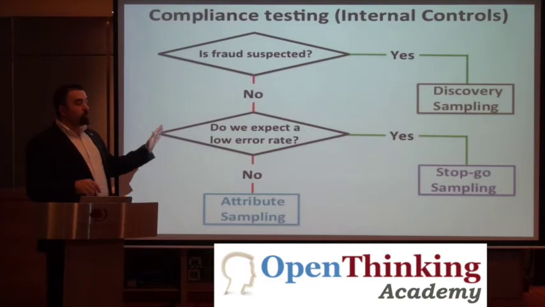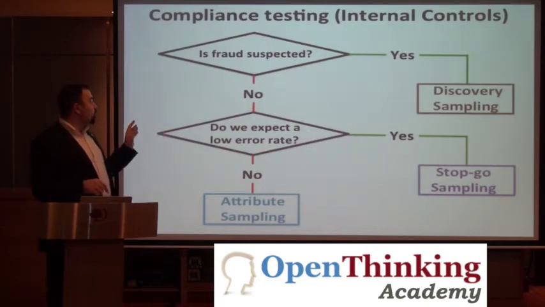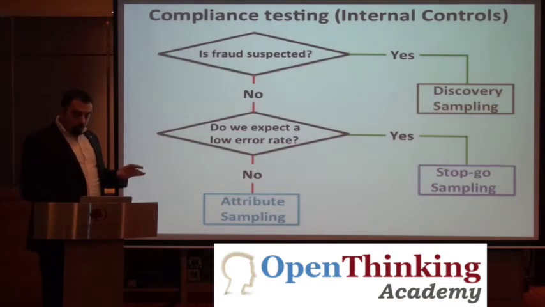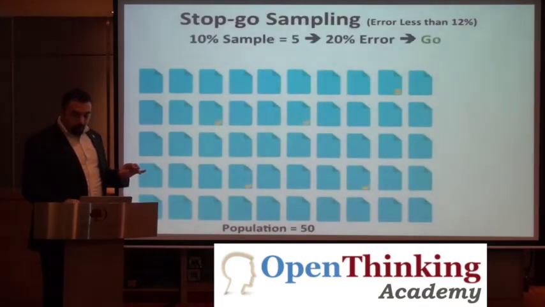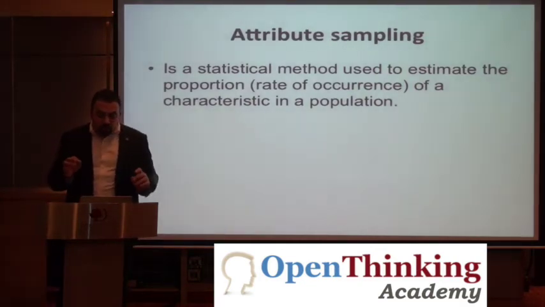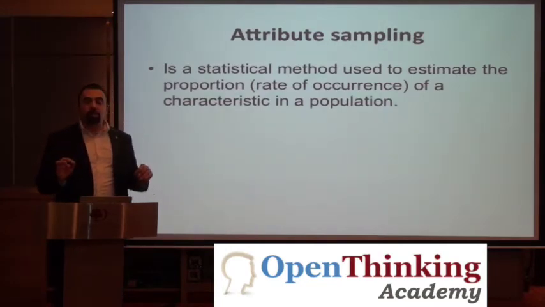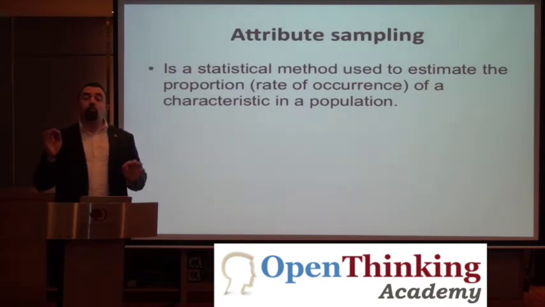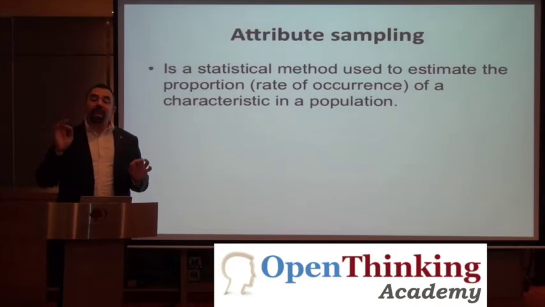If we expect there's no fraud, but we expect a low error rate, we go with stop and go. If we are not sure, we go with what? With attribute sampling. What is attribute sampling? Attribute sampling is a statistical method used to estimate the proportion rate of occurrence of characteristics in a population. We want to see, for the transactions that we are going to examine, do they have any of these attributes? These attributes will tell us that actually we have issues related to the internal control.